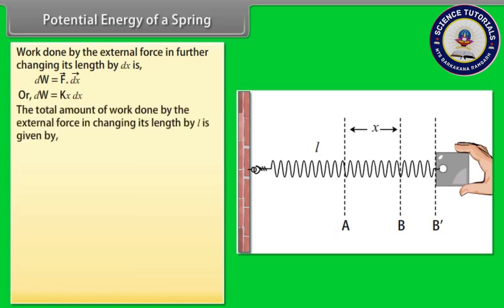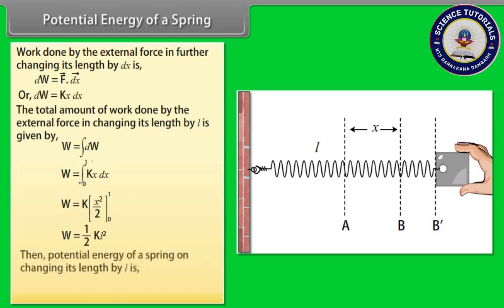Now, the total amount of work done by the external force in changing its length by l is given by W equals the integration of dW. By calculating it, we get W equals 1 upon 2 kl squared. Then, the potential energy of a spring on changing its length by l is: potential energy is equal to W. Potential energy is equal to half kl squared.